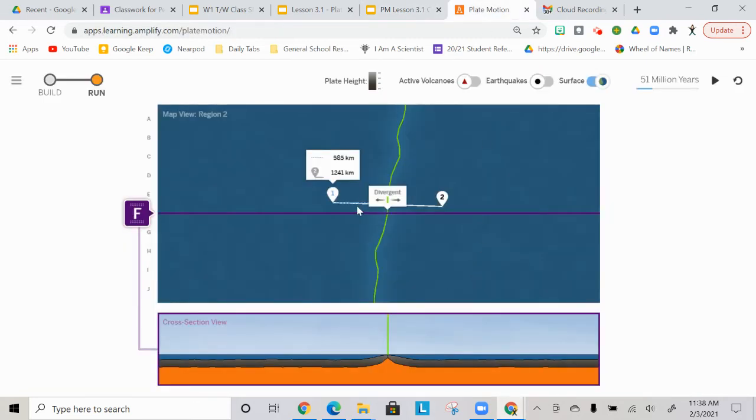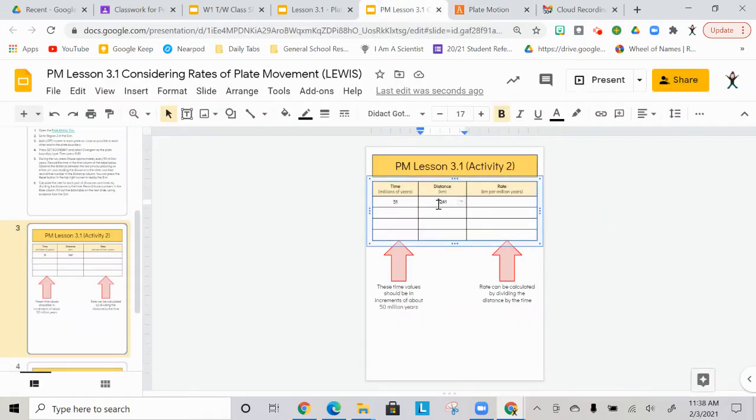So again, when you click one of the markers to find distance, there are two values. The top value is not the value we want. The bottom value, which tells you the distance from one marker to the other, is the value we want. It should be the larger value. So again, I put that value in my table.